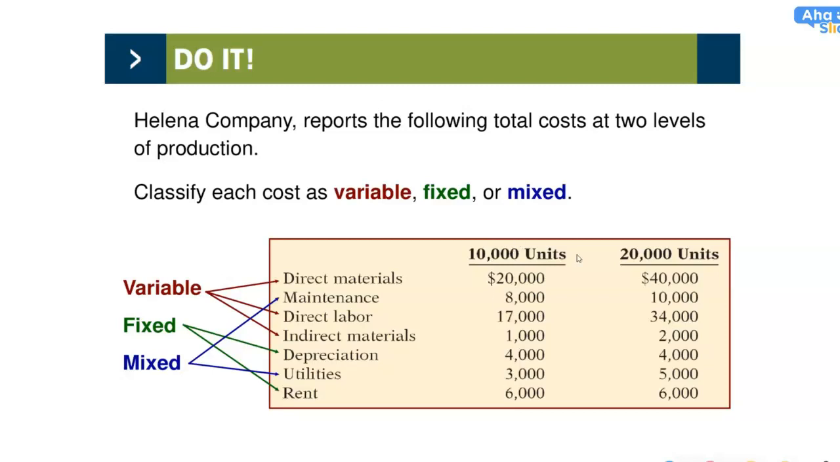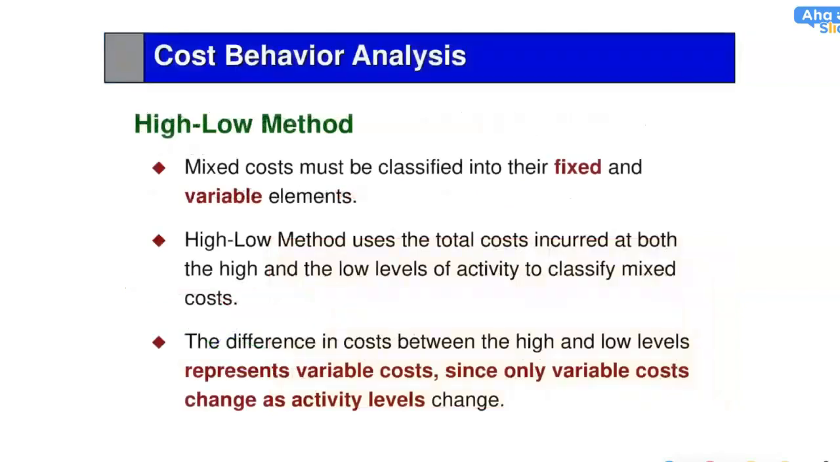So now we have, they classified the cost. But as I said, we cannot work with a mixed cost. So we have to break it out into that portion of the cost that is fixed and that portion of the cost that is variable. How do we do that? Well, we use what's called the high-low method.